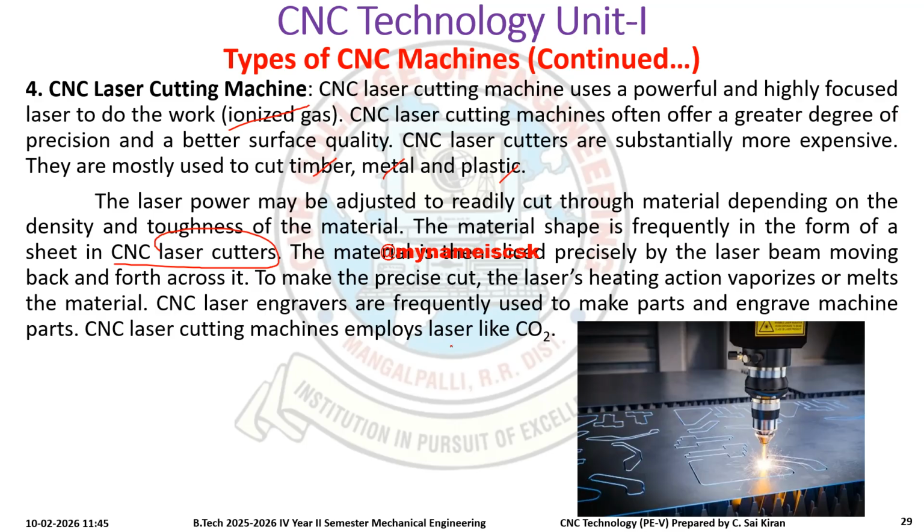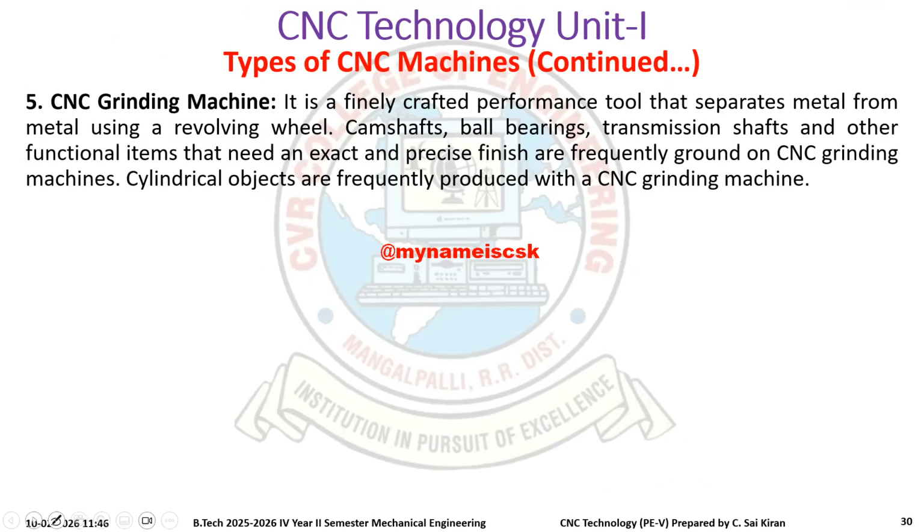In a CNC laser machine we use gases like CO2. The laser will heat and vaporize the material, and the cutting action takes place in the CNC laser cut.